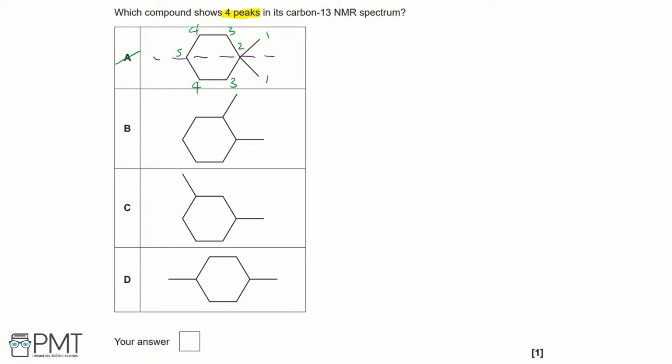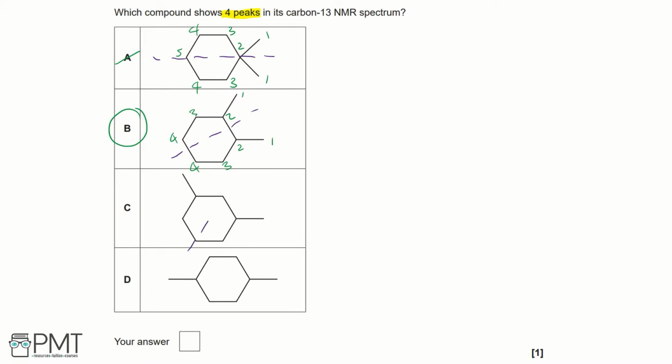Then looking at B, looking at the line of symmetry, we have a line of symmetry here. Now we need to number the peaks. So we would have 1 on both sides of the line of symmetry, 2, 3, 4. So B has 4 peaks in its carbon-13 NMR spectrum. So B is our answer, but just to clarify, let's check the others.